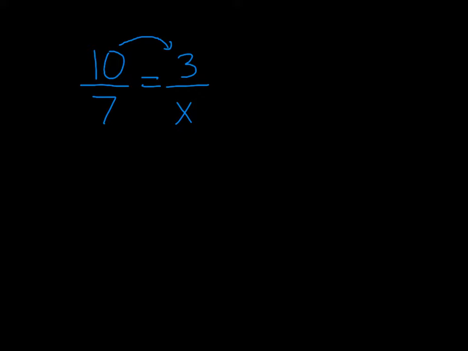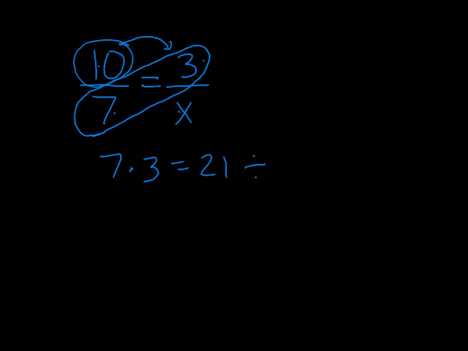I look at my corners and I see 10 is with the x in the corners, 7 is with 3. I'm going to circle where I know both of the numbers, and those are the numbers I multiply by each other. So I have 7 times 3 equals 21. And then I divide that answer by the last number in the leftover corner. So I do 21 divided by 10, and my answer is 2.1. So for this proportion problem, x would be equal to 2.1.